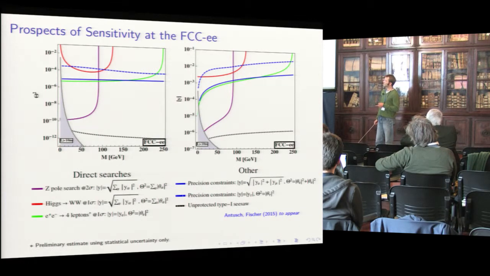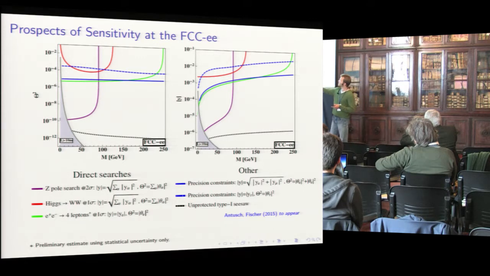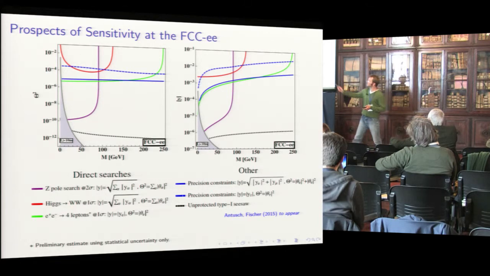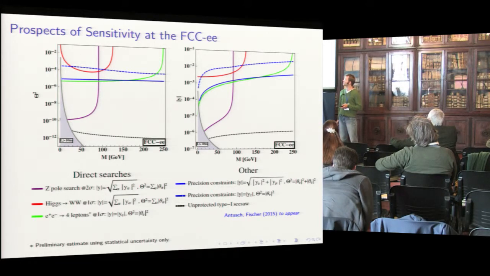And this is how the situation will look for the FCC-ee. The important thing to notice here is the magnitude. We go down to 10 to the minus 10 in the direct searches. Of the bound from the FCC-ee group of the displaced vertices, they were somewhat lower, but they had a better signal, so they had less efficiency losses. This red line again is from the Higgs searches. Everything is complementary. The blue lines are the indirect signals, and the green line again is from the W threshold, but only sensitive to the mixing of the electron.